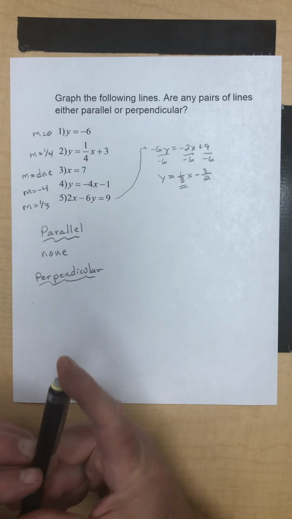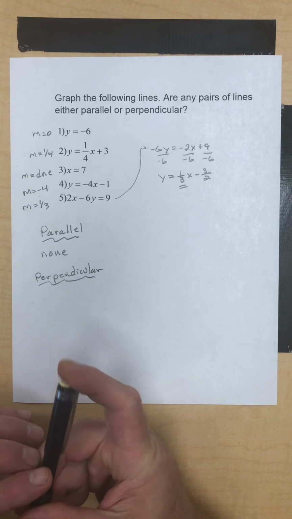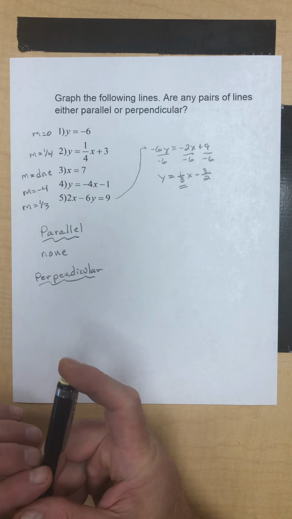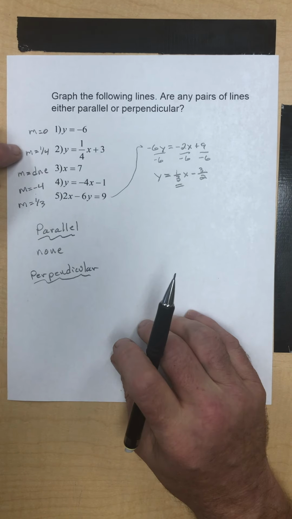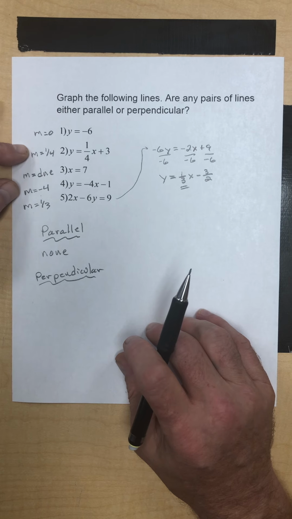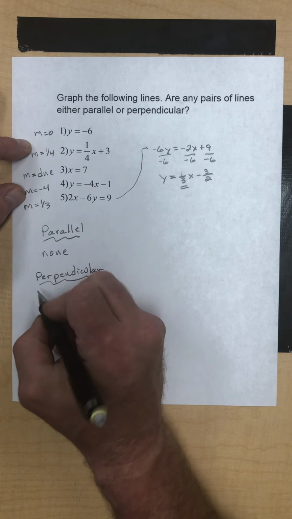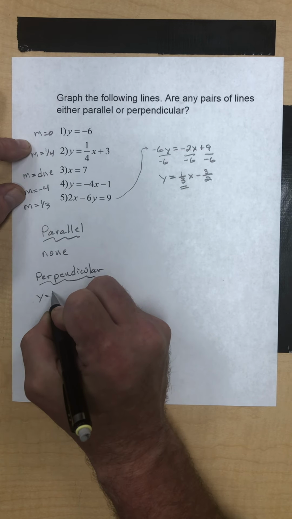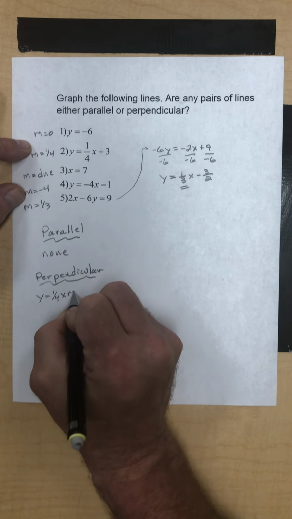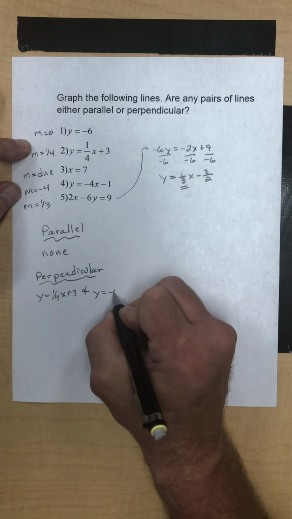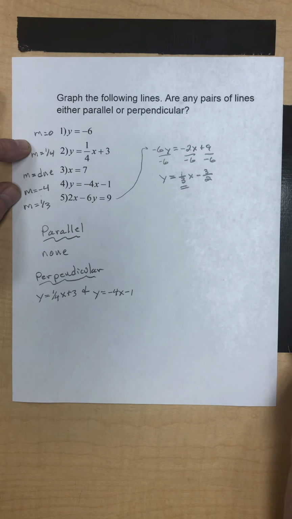Okay, so remember, perpendicular lines have slopes that are opposite reciprocals of each other. Okay, so do we have any lines that have slopes that are opposite reciprocals of each other? Well, notice number 2 has a slope of 1/4, and the opposite reciprocal of 1/4 is -4. So number 2 and number 4 are perpendicular. Okay, so let's see, we would have y equals 1/4 x plus 3, and that would be perpendicular to y equals -4x minus 1.